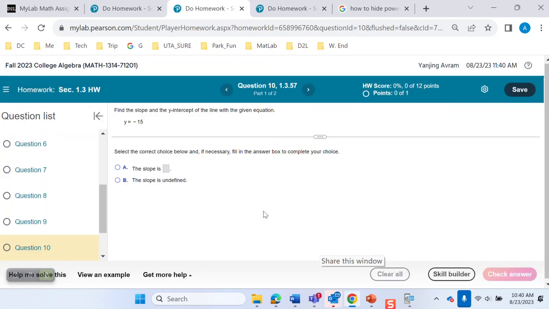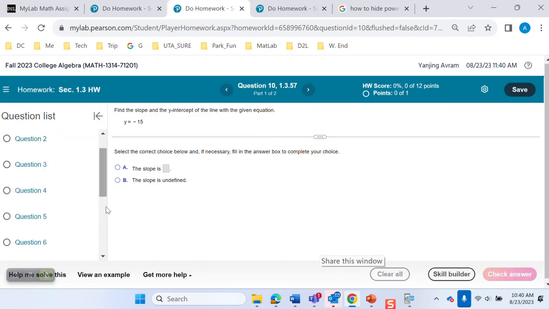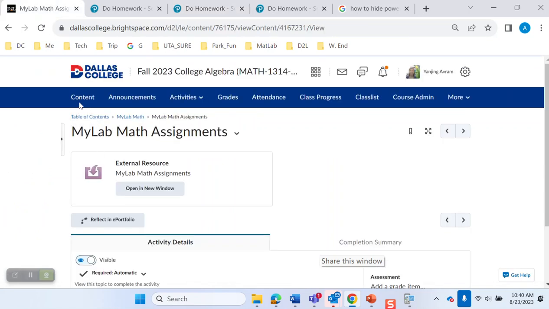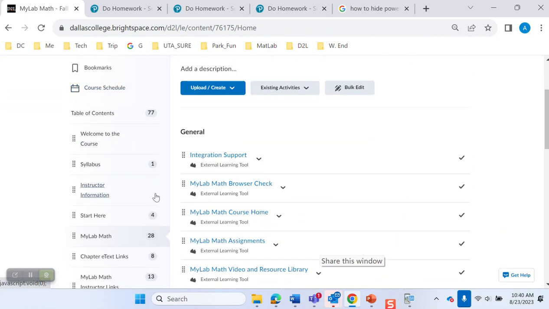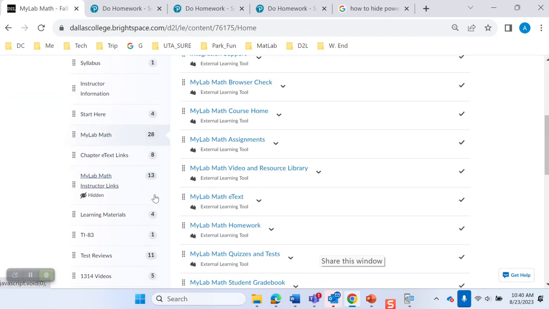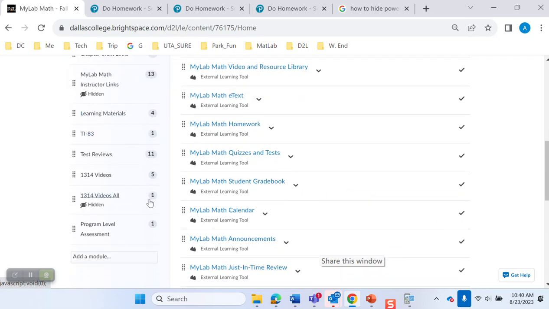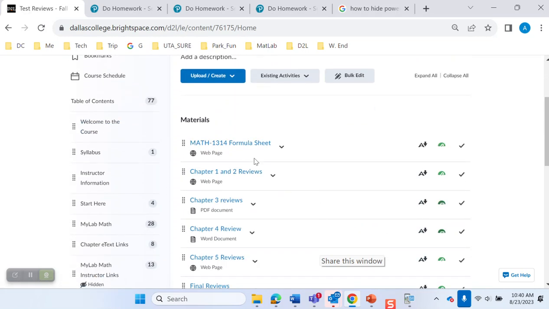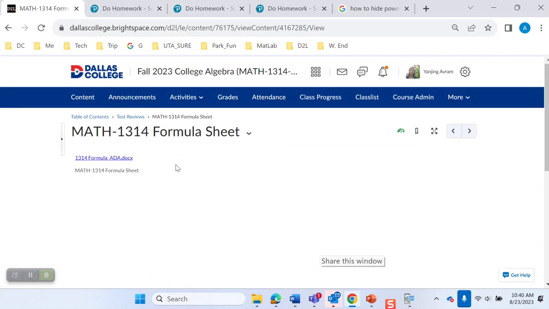Where would the formula sheet be on these? Formula sheet, let's see, you should have one in, let me see, in here, start here. Okay, if you go to the text review here, right? If you go to the text review here, you have this formula sheet. So this is the page usually you will be able to use in the test.